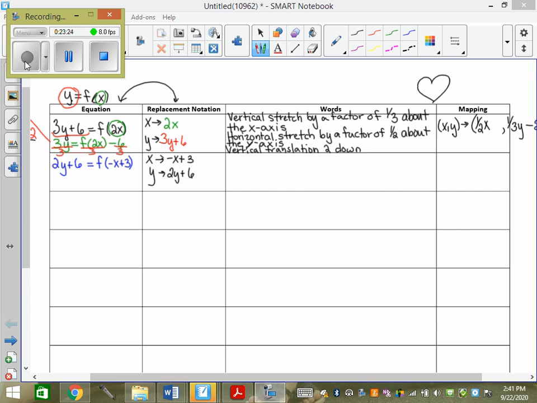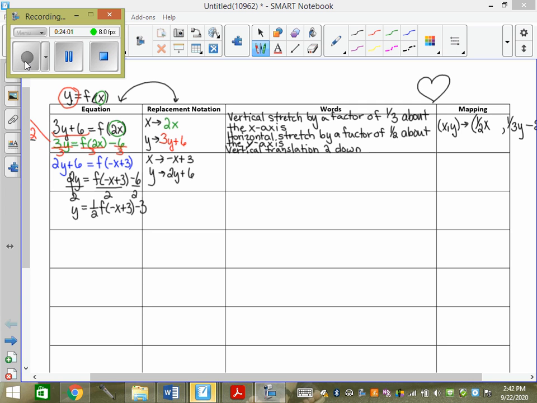Okay. For replacement notation, if I want to do this part though, I need to get my y by itself. So I'm going to subtract my 6 over. I'm going to use 2 lines at a time because I have lots. So I'm going to go 2y equals f negative x plus 3 minus 6. And then I'm going to divide by 2. Y equals a half f negative x plus 3 minus 3. And then people will say I'm good to go with stating all my words and stating all my mapping.